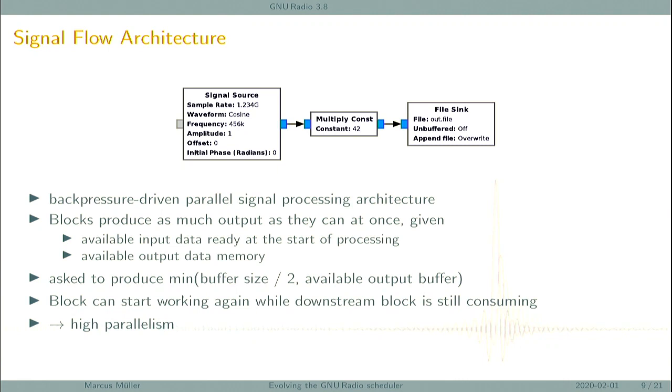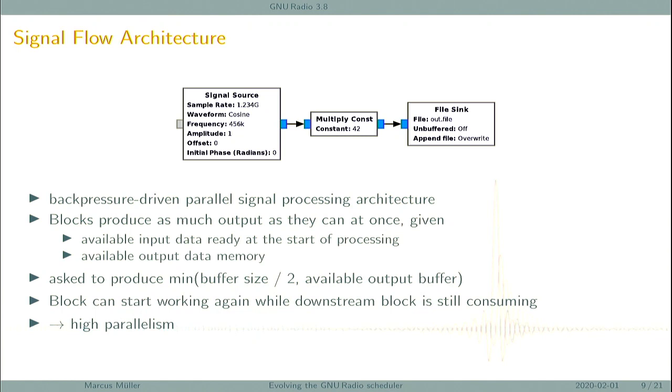So let us take a step back and actually look at what makes GNU Radio signal flow tick. And I like to call it a back pressure driven, thread per block scheduler, parallel signal processing architecture. Meaning that while, for example, the file sink might still be processing the samples, writing them to a file, the multiply block here in the middle might already be working on the next chunk of things. Because the signal source just notified multiply const, which did some calculations, wrote to the output buffer, and notified the file sink. And in the meantime, the signal source might have already been notified by multiply const that, hey, I'm done, you can do some more work for me, could you please? So these two can run in parallel. And in the end, in a stable situation, all three basically could run in parallel.